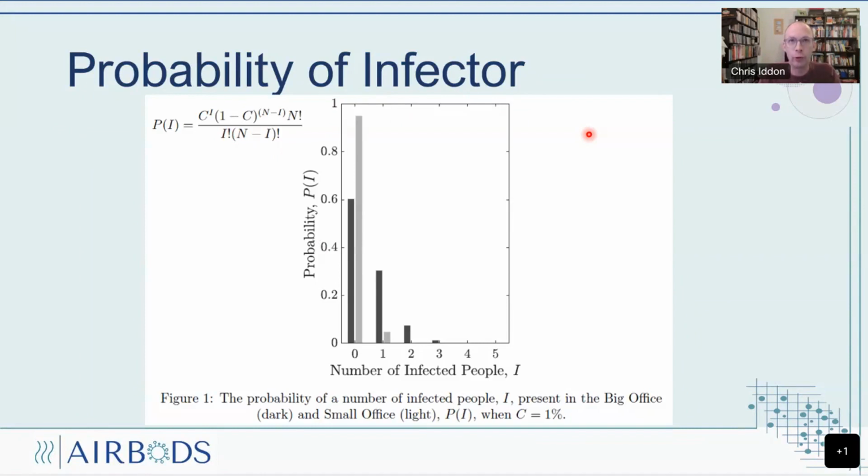Here we assume a community infection rate of 1%, and we can see that in both spaces, the most likely number of infectors in the space is 0. So you're most likely to not have an infector in the space. The second most likely number of infected people is 1. So in the large office, that's around about 30%. And in the small office, it's around about 5% of the time you may be sharing that office with an infector.